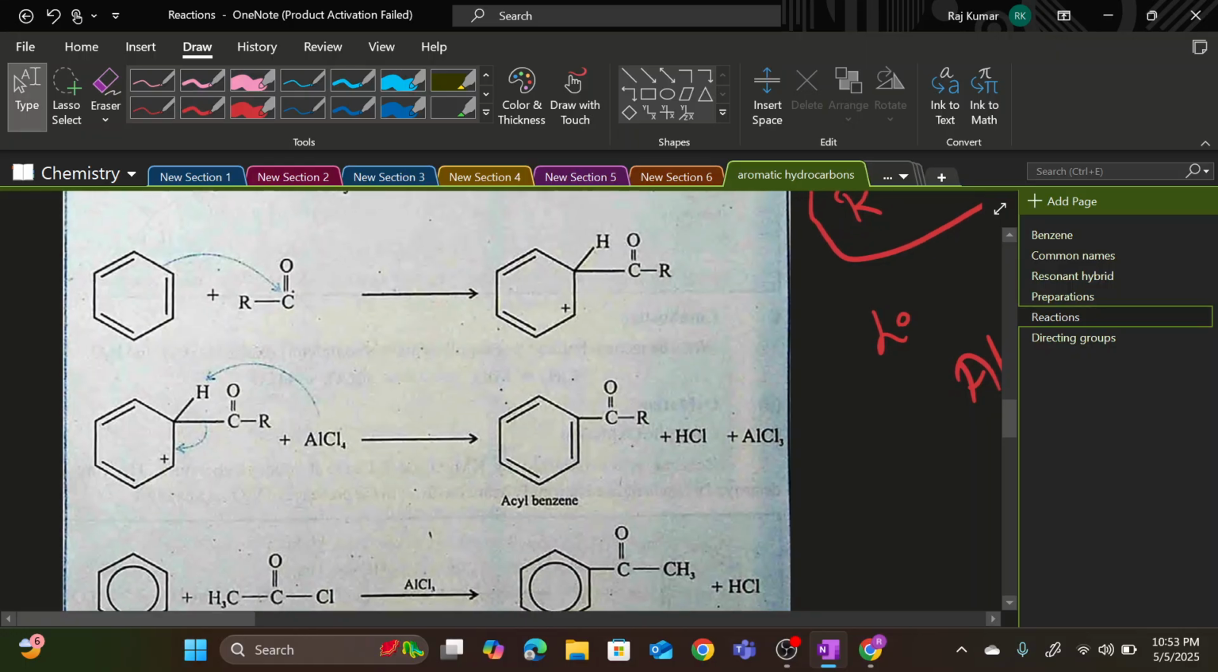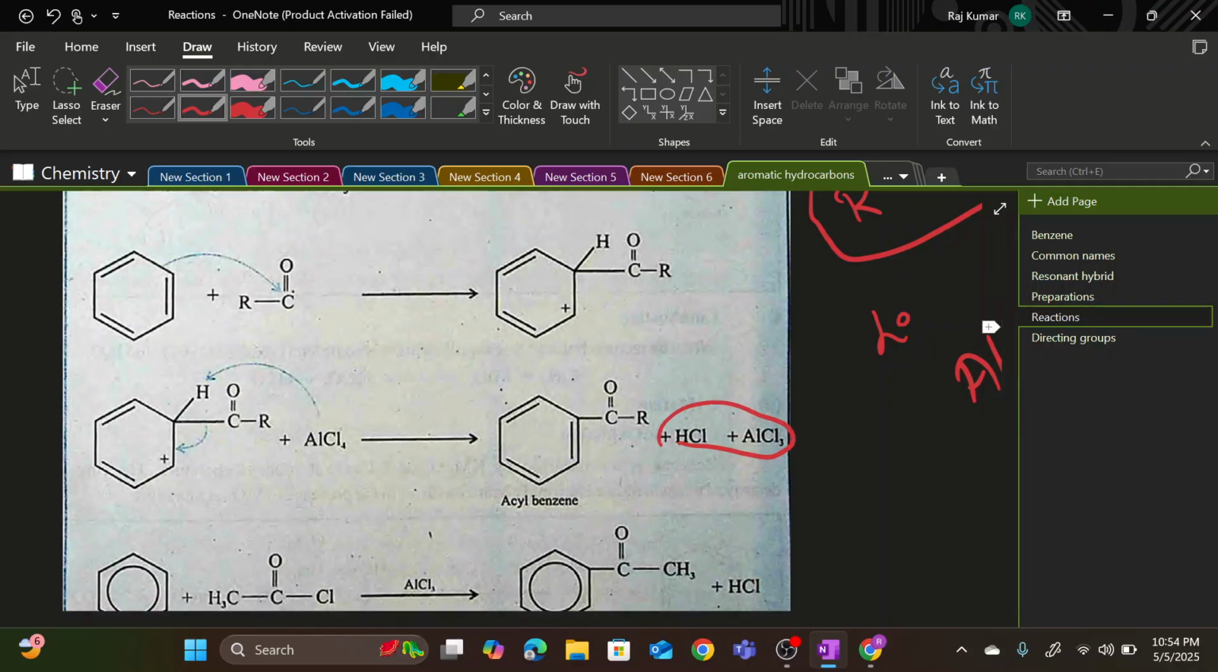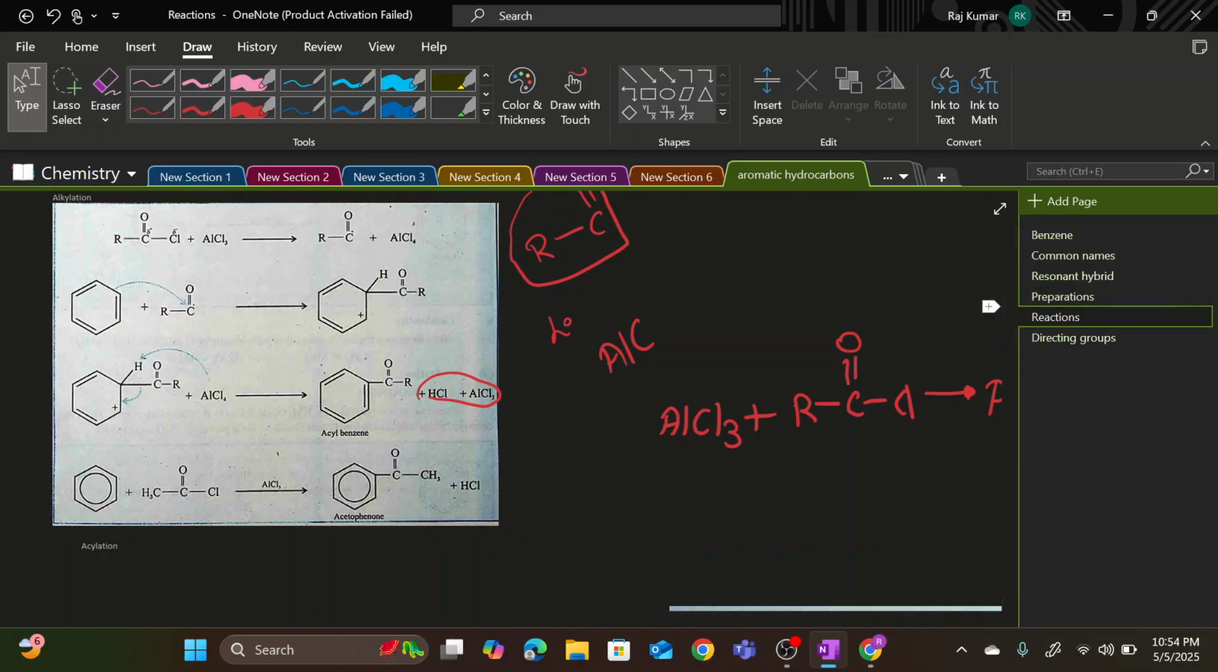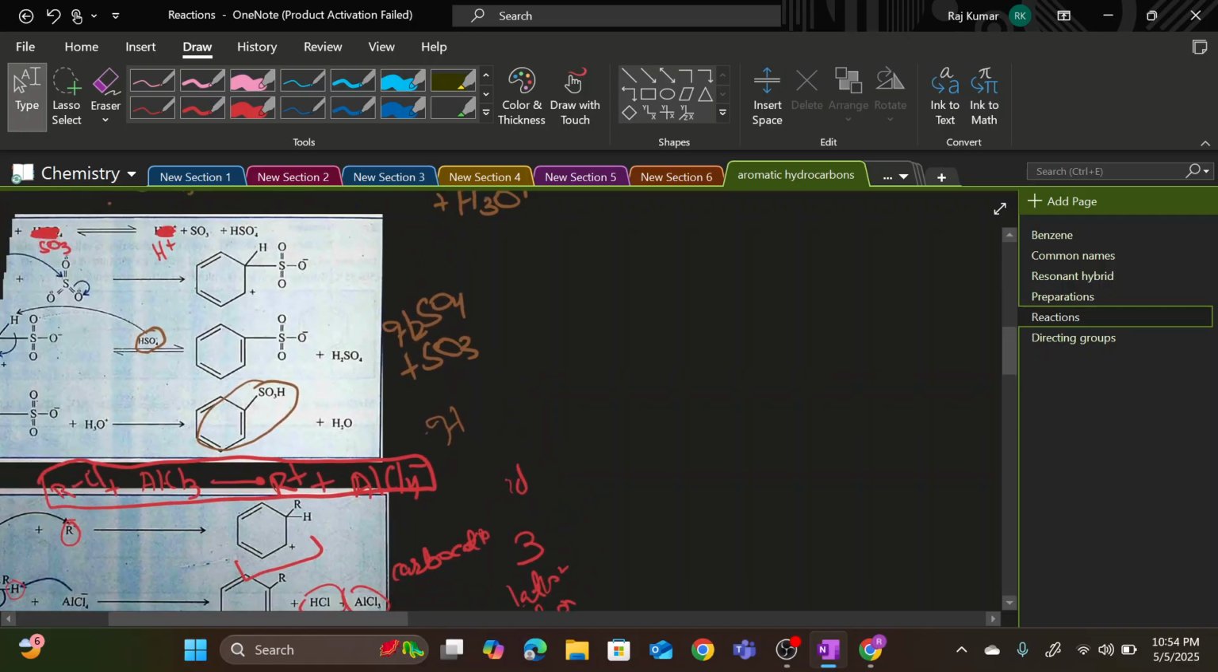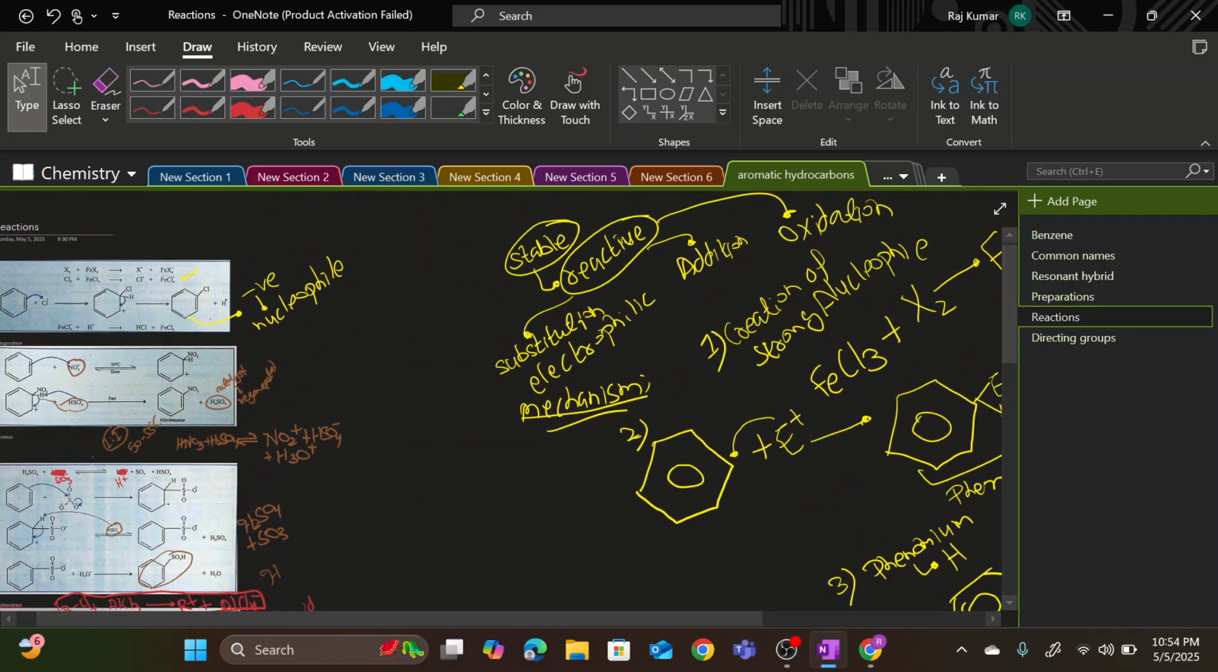Now I'll take this positively charged acyl group, and that acyl group will be combining with benzene to form the phenonium ion. That phenonium ion will now give its hydrogen to aluminum tetrachloride, due to which HCl and aluminum trichloride will be formed. So that's all about it. This compound which would be formed is known as acetophenone. Acetophenone.